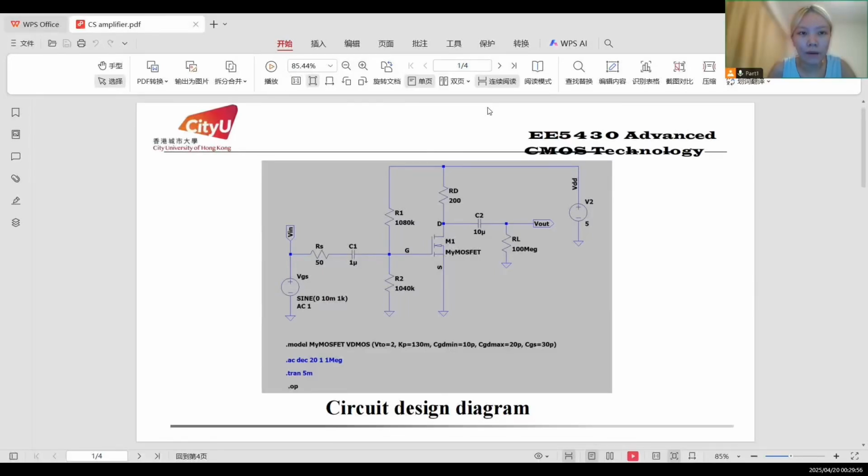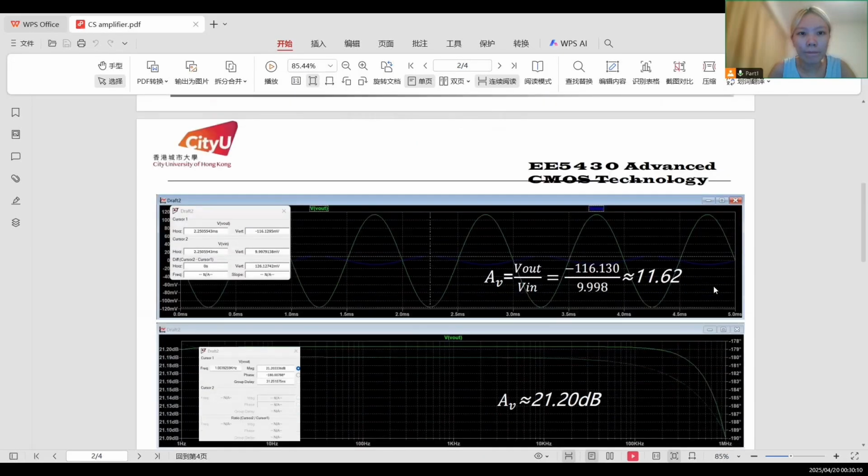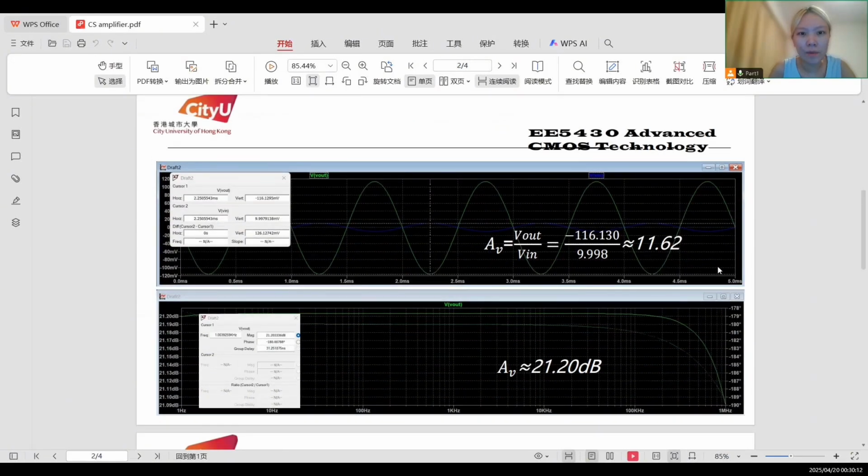Hello everyone, now let me introduce the first part of the project 2. This is a common source MOS amplifier using a resistive divider bias. Here is the result of running this simulation circuit.